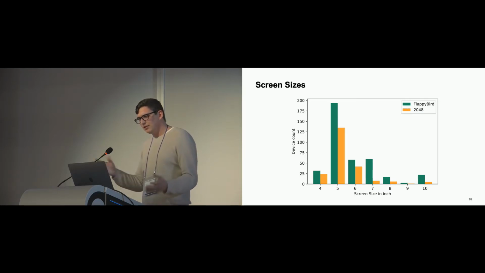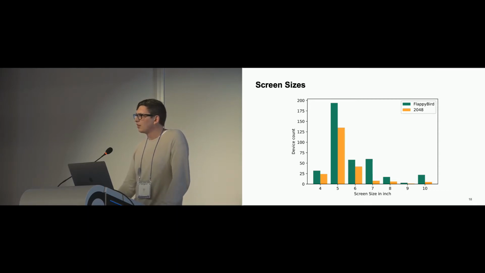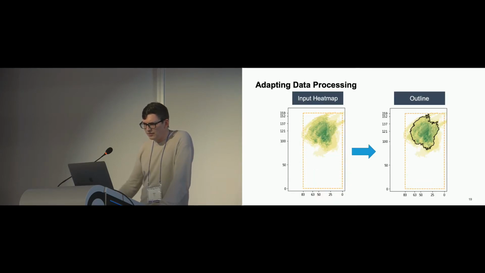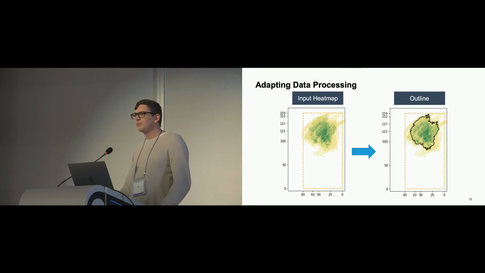So by knowing this nice distribution of screen sizes, we could then code all the touch events into one unit, into millimeters, to correlate all the different devices to each other. And then we ended up with this heat map you see here on the left, and we actually adapted a data pipeline we had for the motion tracking system for the earlier studies.